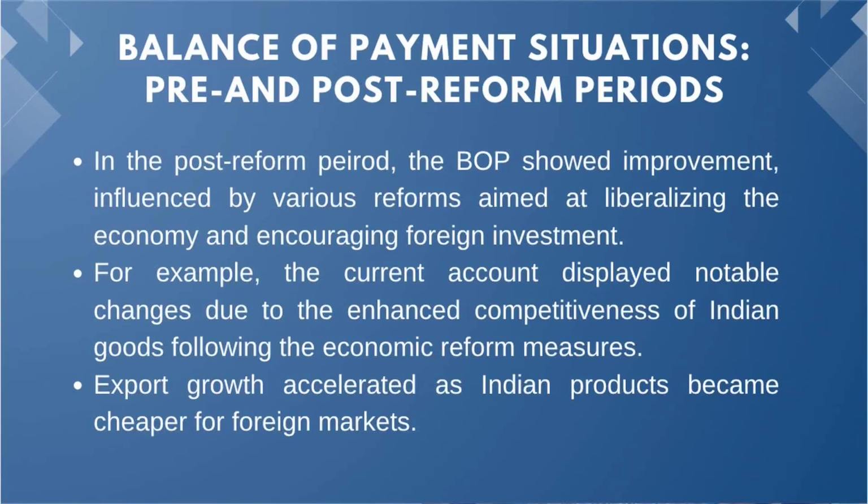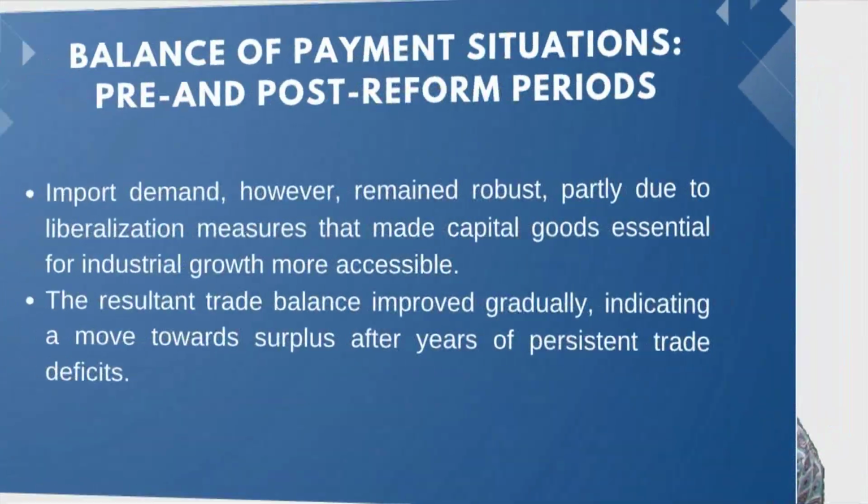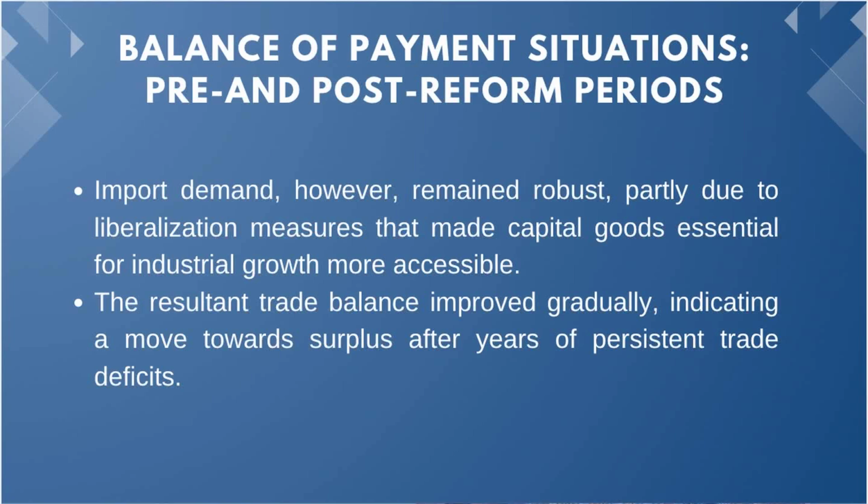Now, in the post-reform period, the BOP showed improvement, influenced by various reforms aimed at liberalizing the economy and encouraging foreign investment. For example, the current account displayed notable changes due to the enhanced competitiveness of Indian goods following the economic reform measures. Export growth accelerated as Indian products became cheaper for foreign markets. Import demand, however, remained robust, partly due to liberalization measures that made capital goods essential for industrial growth more accessible. The resultant trade balance improved gradually, indicating a move towards surplus after years of persistent trade deficits.